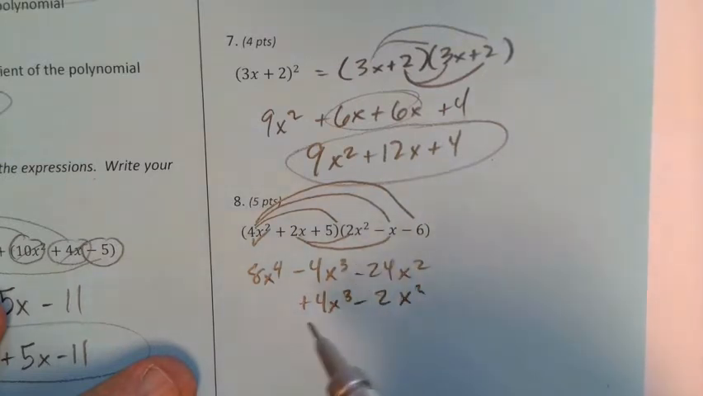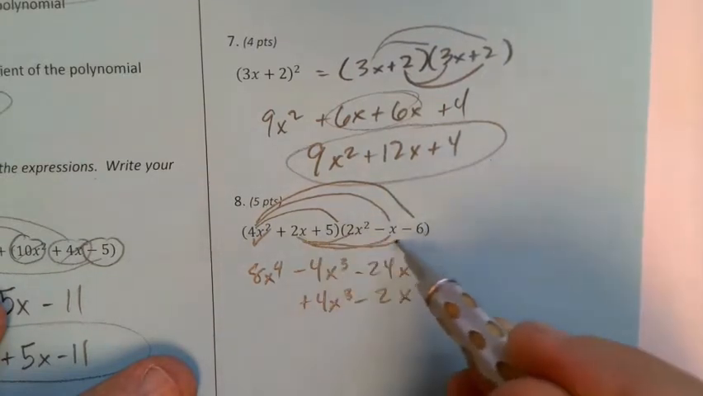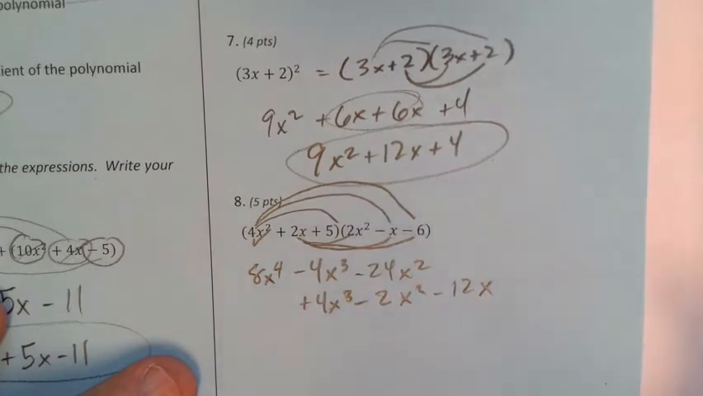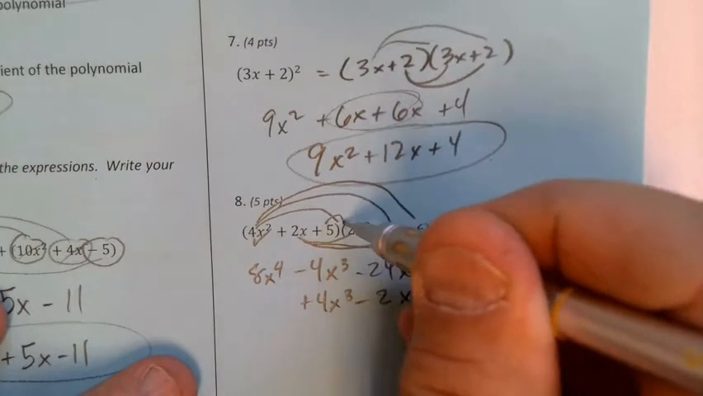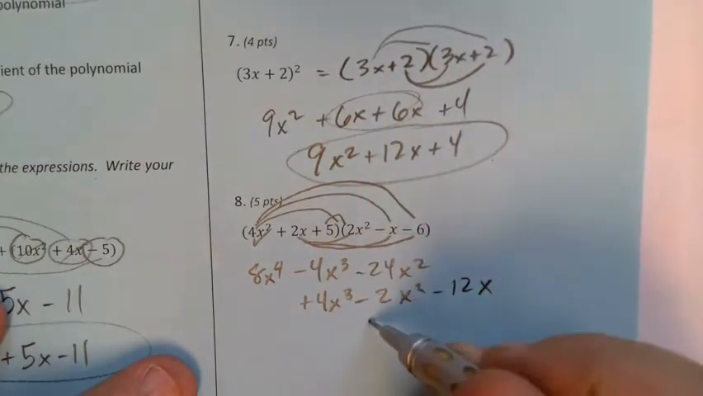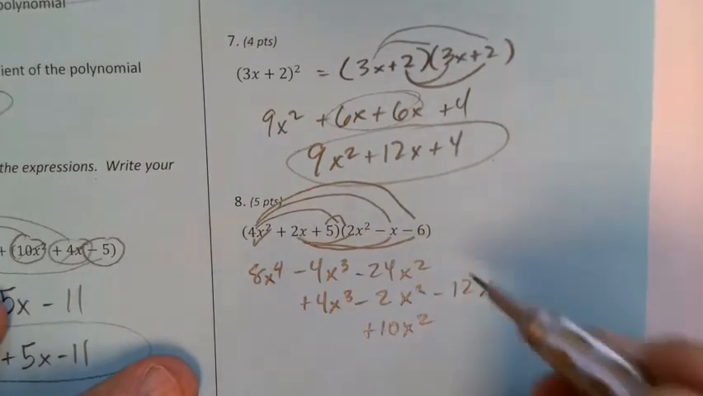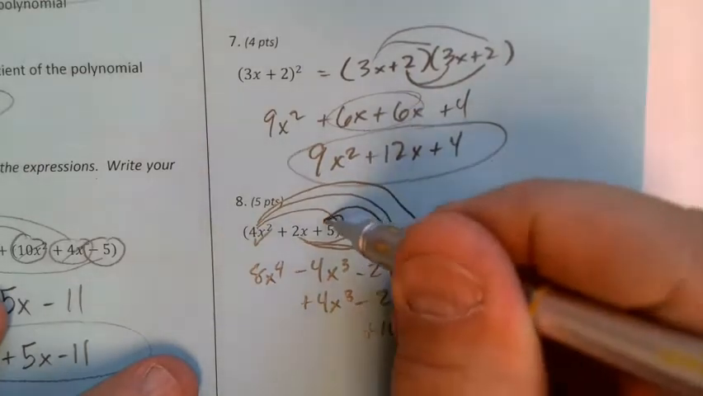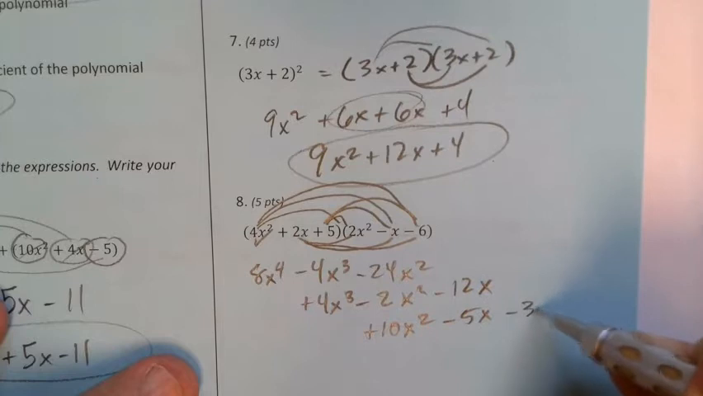Kind of nice how those are lined up right there, huh? 2x times negative 6. 2 times negative 6 is negative 12. And there's the x. Okay, 5 times 2x squared, that's 10x squared. 5 times negative x, that's negative 5x. 5 times negative 6 is negative 30.